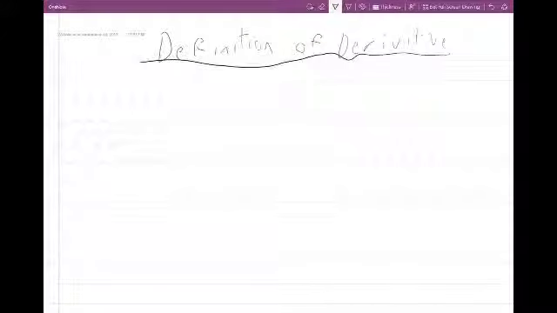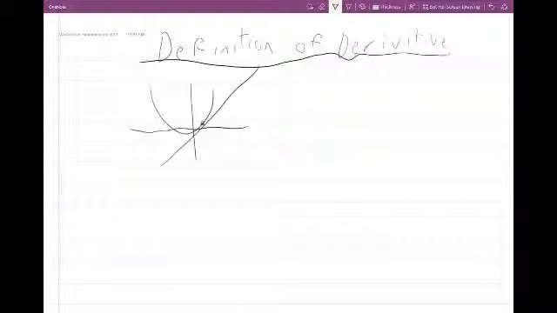The definition of a derivative. A derivative is the velocity of a certain point on a graph, an instantaneous value. So if you have a graph like this and you want to find the velocity at that point right there, you would use the derivative to find the slope of the tangent line right here.